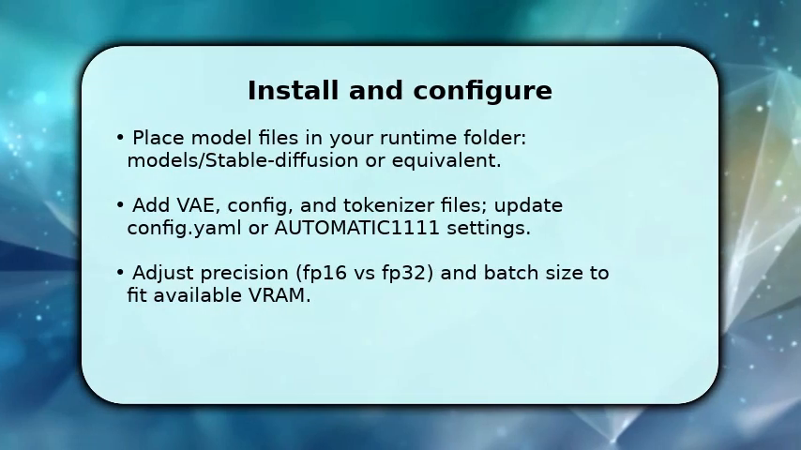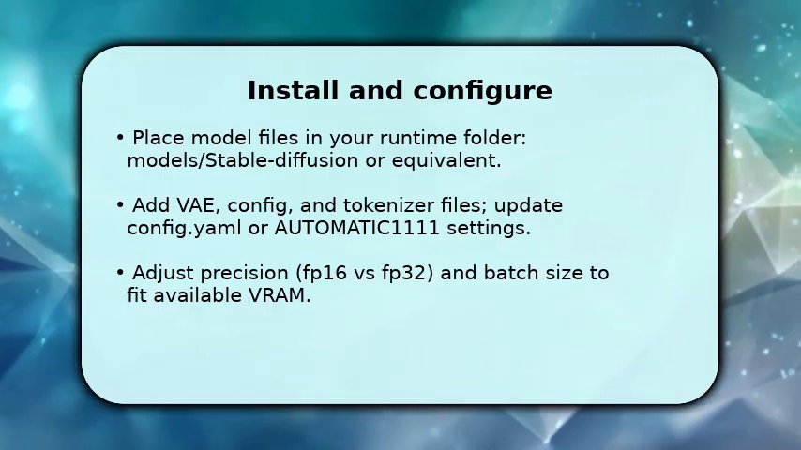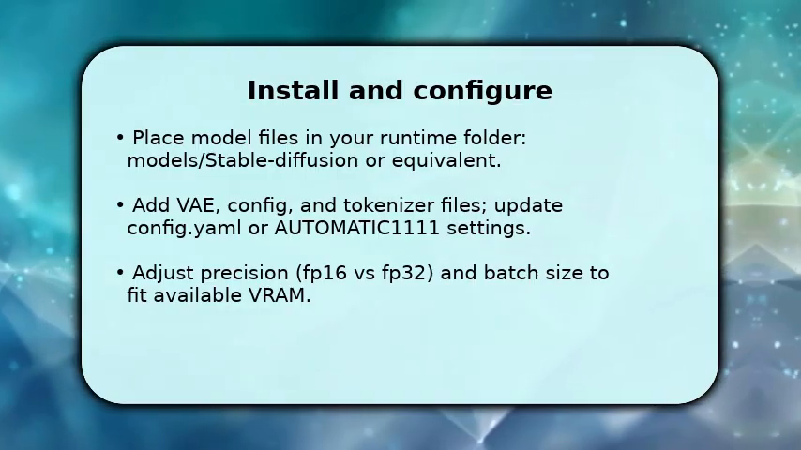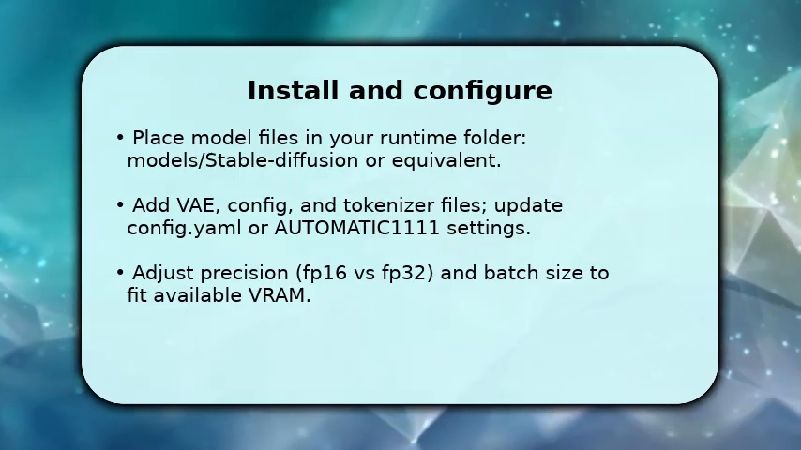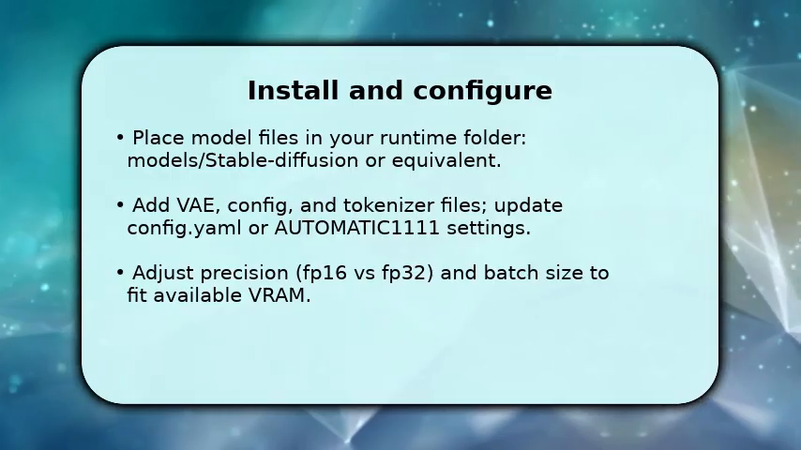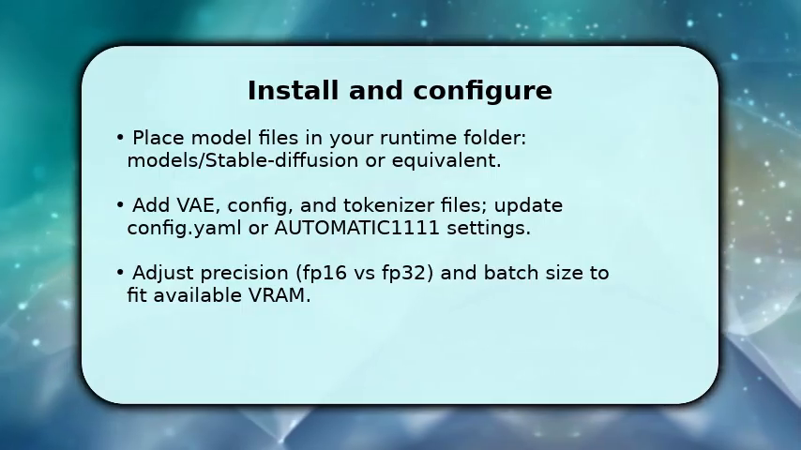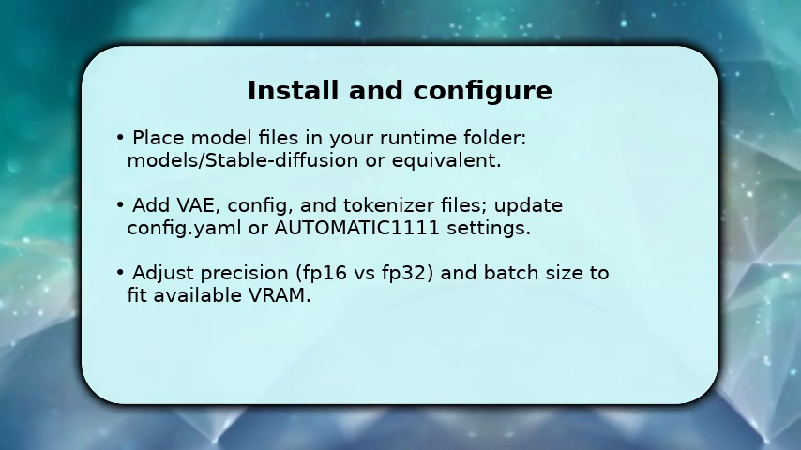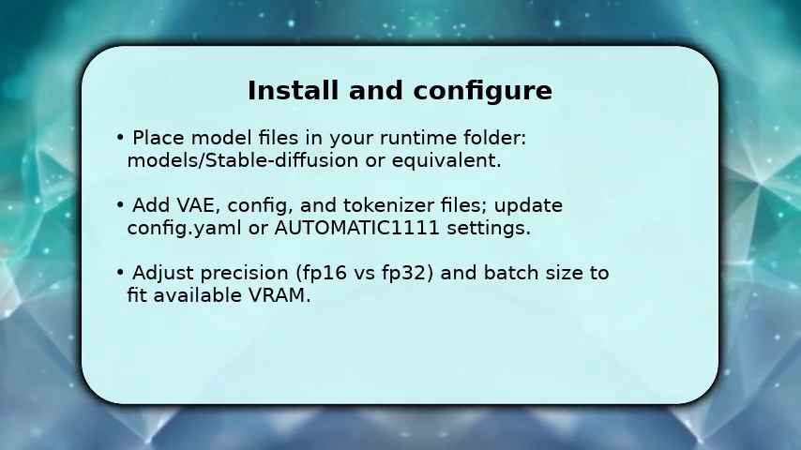Now you'll integrate the files into your chosen interface. Copy the CKPT or SafeTensors files into the model's folder and include any VAE or config files the author specifies. Once added, restart the web UI or service so it indexes the new model. Then configure precision and batch size: choose FP16 to save RAM, but use FP32 for maximum stability if you have headroom. Make sure sampling settings and seed behavior match the model preview to reproduce expected results. Small tweaks can change style dramatically.